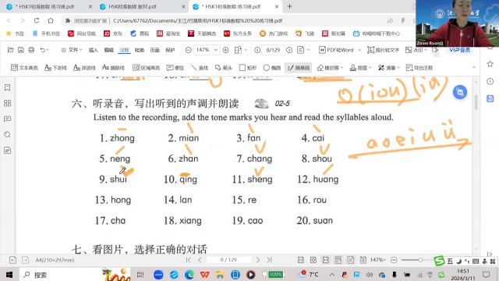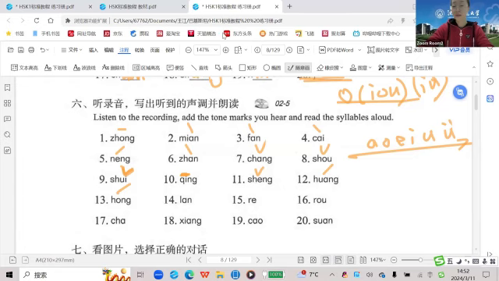Is it the first tone? First tone or second tone? Okay, so the right answer is the second tone. 红, not 红. The first tone should be 红. Okay, number 14. 蓝.